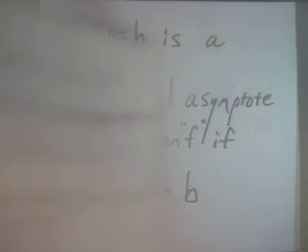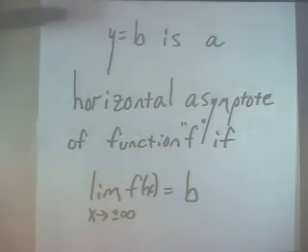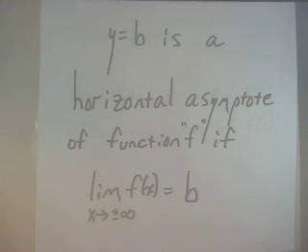What about a horizontal asymptote? Well, a horizontal line is described by an equation y equals a number. So the horizontal line described by the equation y equals b is a horizontal asymptote of function f if the limit of the function as it goes out to either positive or negative infinity equals b. If as x approaches those really large or really small numbers, f of x is approaching b, then y equals b is a horizontal asymptote of the function.